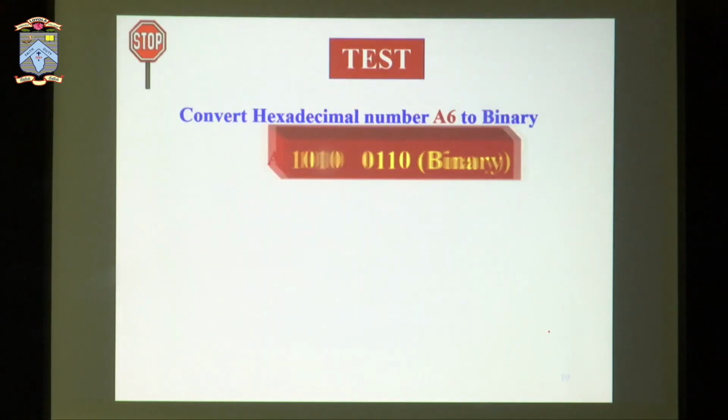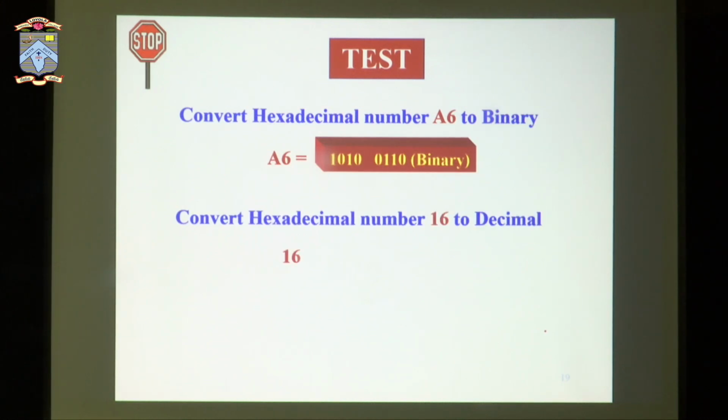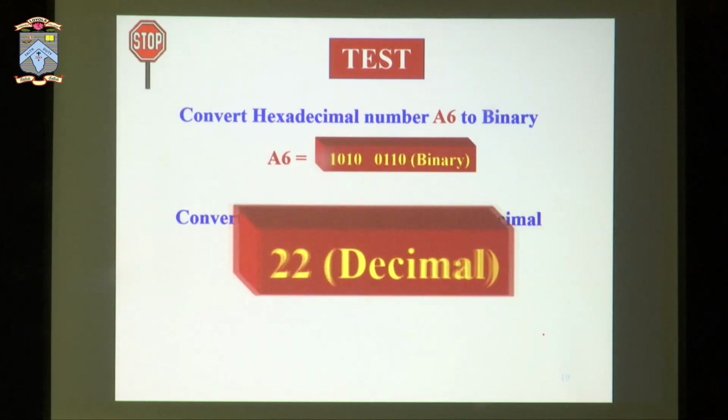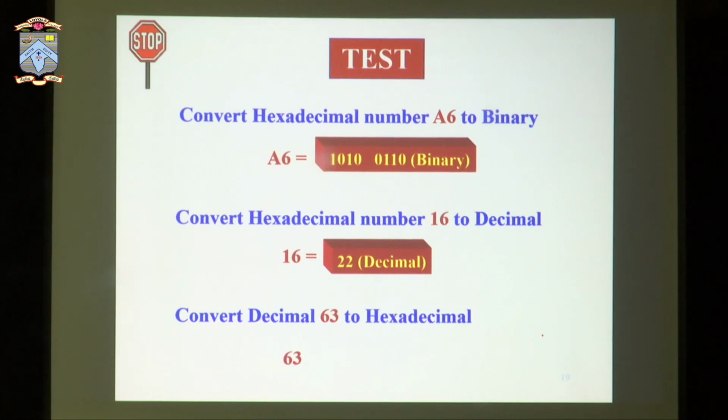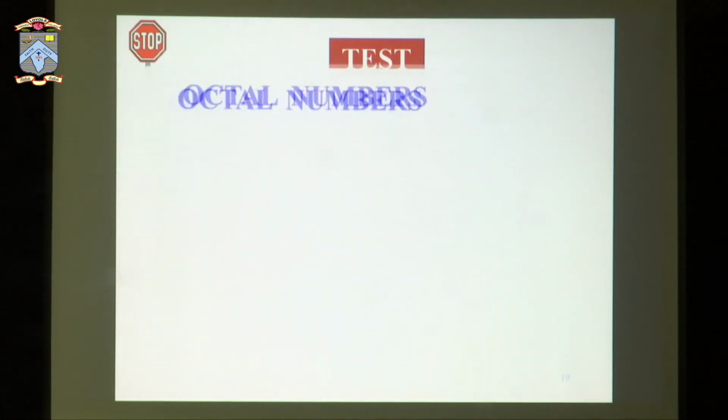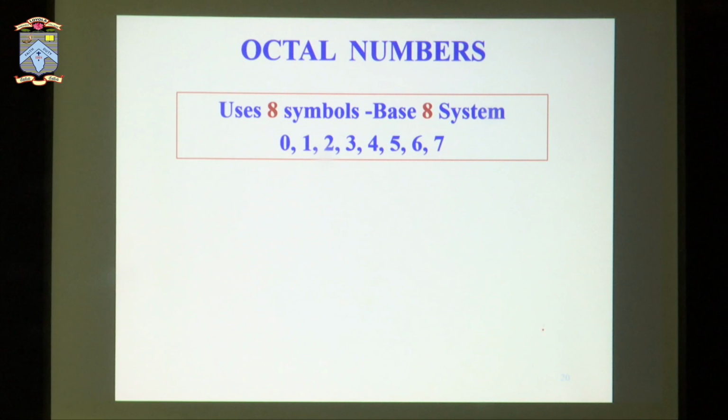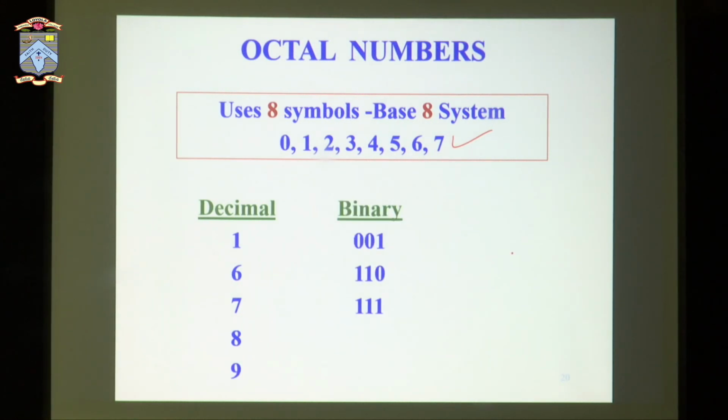A simple test: convert hexadecimal to binary. A6 is equal to how much? So, we write it in terms of groups of 4 binary bits, and convert the decimal to hexadecimal. Fine. Similarly, octal numbers, where the base is 8, we use up to 7 decimal numbers, starting with 0. A decimal number and its equivalent binary, then finally the octal numbers are written.